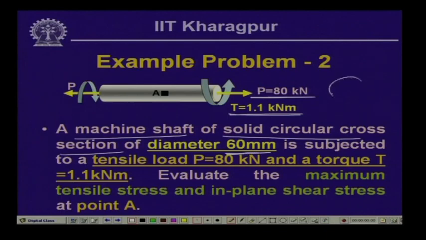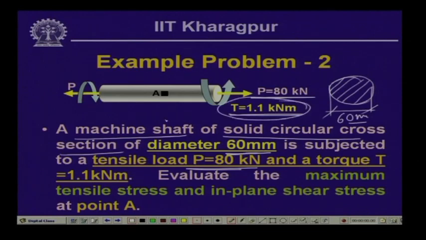So, this is a solid circular cross section, and the diameter of this particular shaft is 60 millimeter. Now, this is subjected to a tensile pull of 80 kilonewton and a twisting moment T equal to 1.1 kilonewton meter. You will have to evaluate the maximum tensile stress and in plane shear stress at point A. So, here this is the point A, where you will have to evaluate the maximum value of the tensile stress and the value of the in plane shear stress.